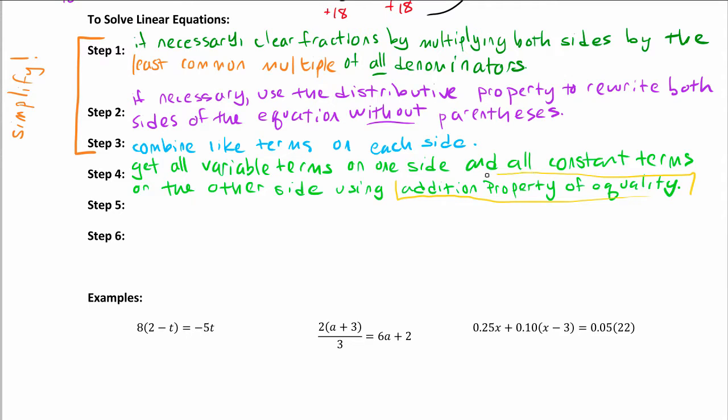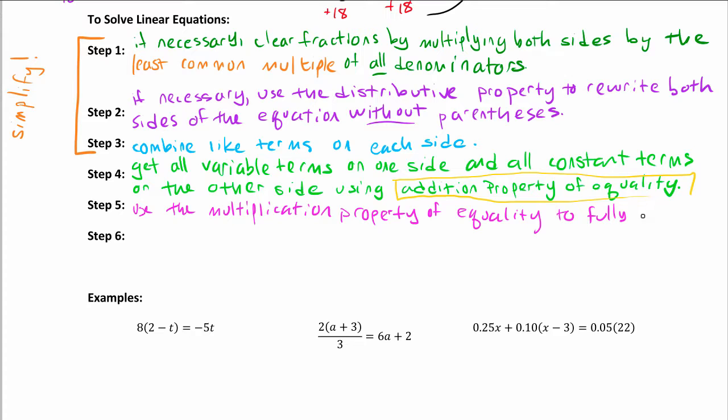Little box around that. There we go. Okay. And now you've got yourself in a situation where you just have some number times x equals some number. And this is where you use the multiplication property of equality to fully isolate the variable.